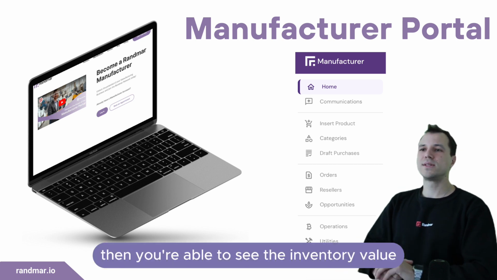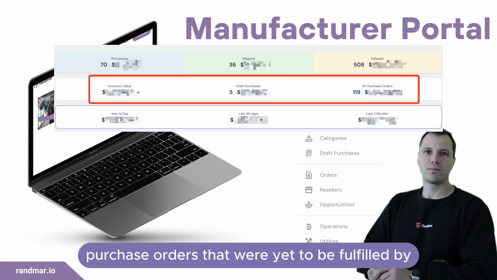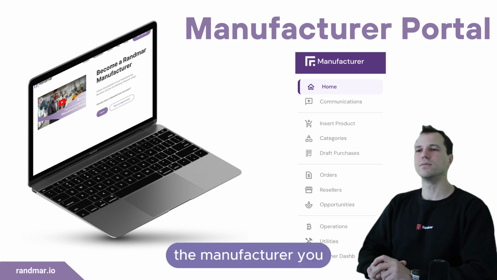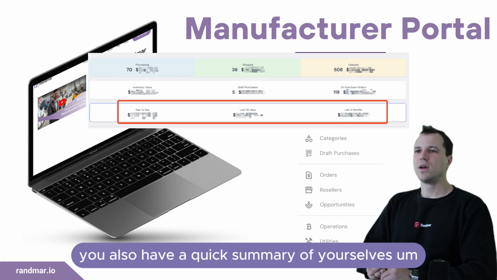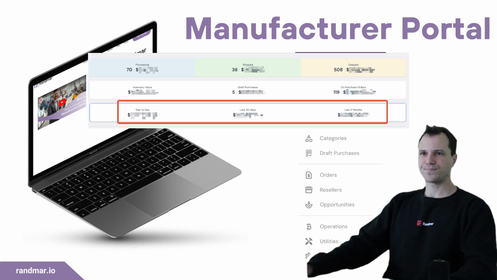Then you're able to see the inventory value, the draft purchases that are open with us, and the open purchase orders that were yet to be fulfilled by the manufacturer, you. You also have a quick summary of your sales, last 30 days, last 3 months, and year to date.